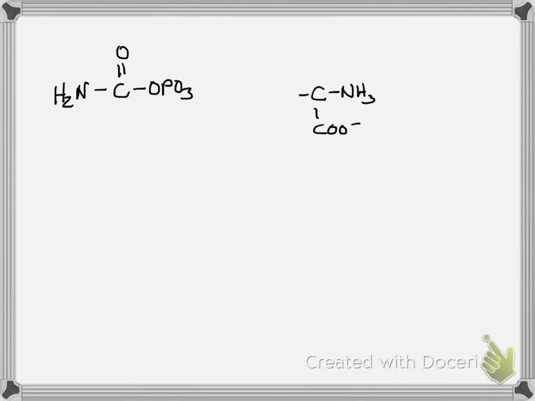Now the next reaction is we are going to take our carbamoyl phosphate and react it with an unusual amino acid. It's an amino acid that is not found in proteins, but it's an amino acid nonetheless. And this amino acid is called ornithine.